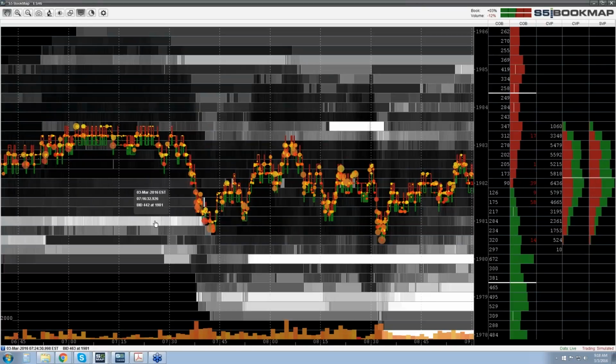So was this area filled down here? Looks like it to me. We can see that this liquidity here, some of it was pulled, but a lot of it traded, and we can verify that by seeing these big red dots.